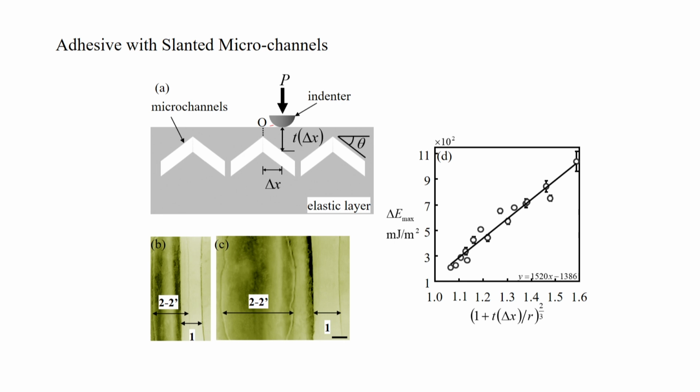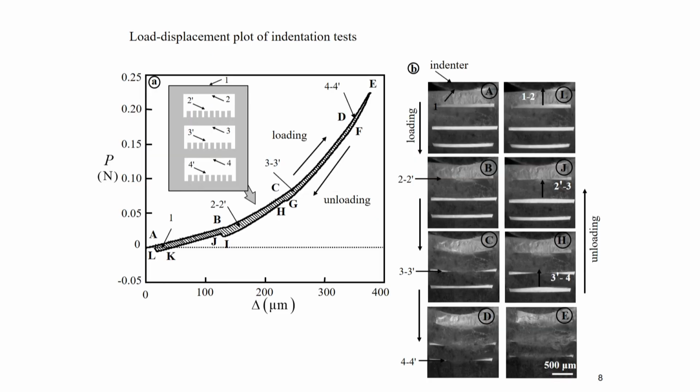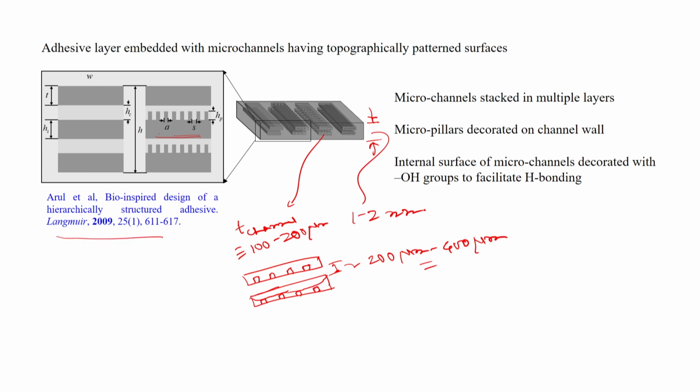So we can take advantage of this effect, and get some kind of spatially varying adhesion by having these channels oriented in a different way. So these are adhesives with slanted microchannels, and the hysteresis that we obtain can be scaled like this. The scaling relation we have developed in that particular paper by my student Dr. Arul is over here, and if you are interested you can have a look at that.